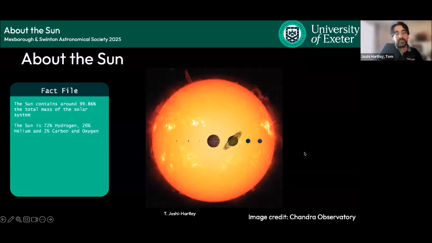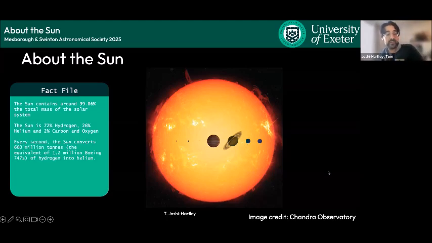The sun is 72% hydrogen, 26% helium, 2% carbon and oxygen, and then there's not a lot of much else in there. There's a little bit of what astronomers just call metals, which is things heavier than helium, but predominantly it's hydrogen and helium. Sometimes people think that helium is there from hydrogen burning. Hydrogen burning will convert hydrogen into helium, but most of this helium is left over from the Big Bang. It's not been produced internally in the sun.